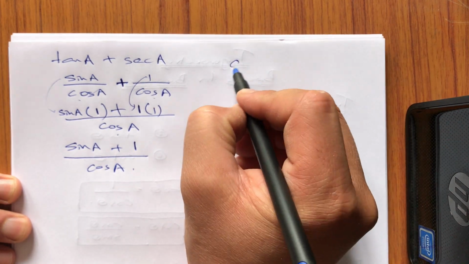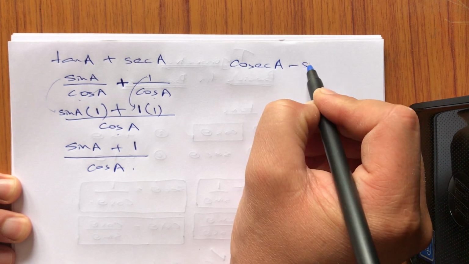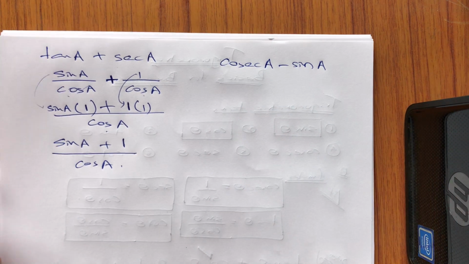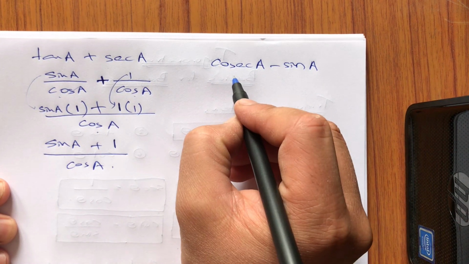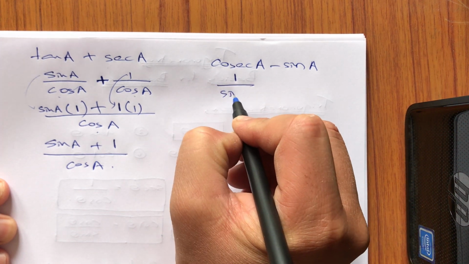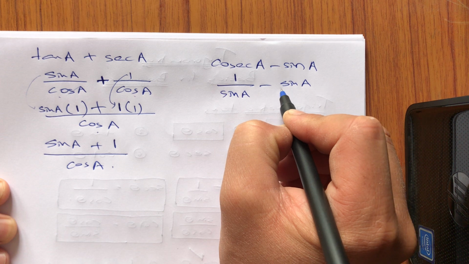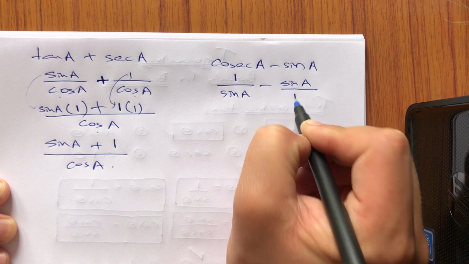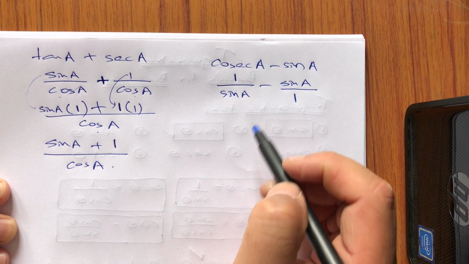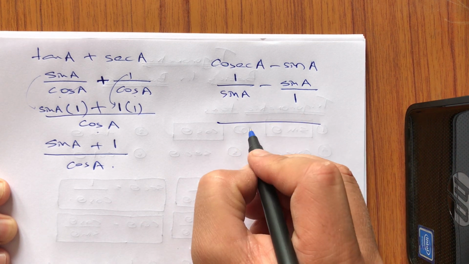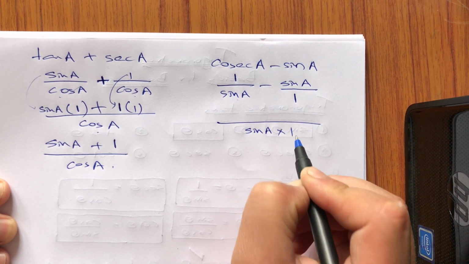So let's say I get cosec A minus sine A. If they say solve this, then I'll write cosec as 1 by sine A, minus, this is already in sine A, I don't have to do anything. But if there's nothing, it's advisable you put a 1. Why? Because now we find the LCM. Now they are different.